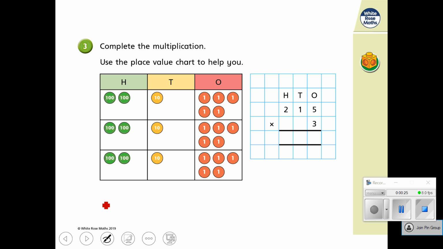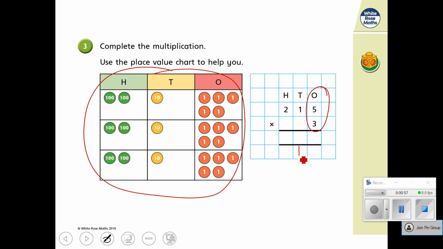Okay, so looking at question 3, we have the multiplication here, which is 215 times 5, and we also have the same multiplication here using place value counters. So I'm going to go straight over to the written method because that is what you've been practicing all week. We're going to start with 5 times 3, always start in our 1 column. 5 times 3 is 15. So I'm going to exchange 10 of those ones for a 10 and put that directly in my tens column, and I'm going to put the other 5 in my ones column.